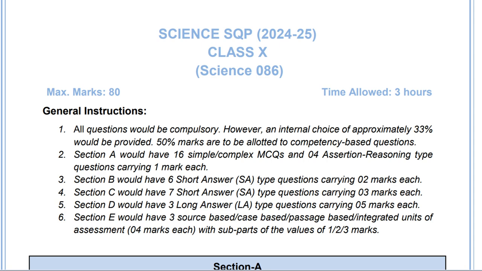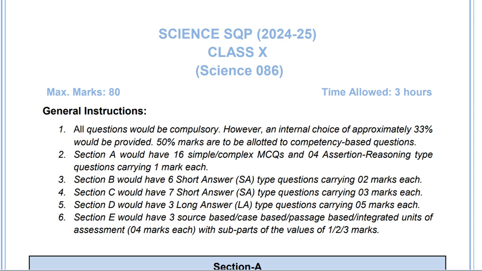All questions would be compulsory. However, an internal choice of approximately 33% would be provided. 50% marks are to be allotted to competency-based questions. Section A would have 16 simple complex MCQs and 4 assertion reasoning type questions carrying 1 mark each.